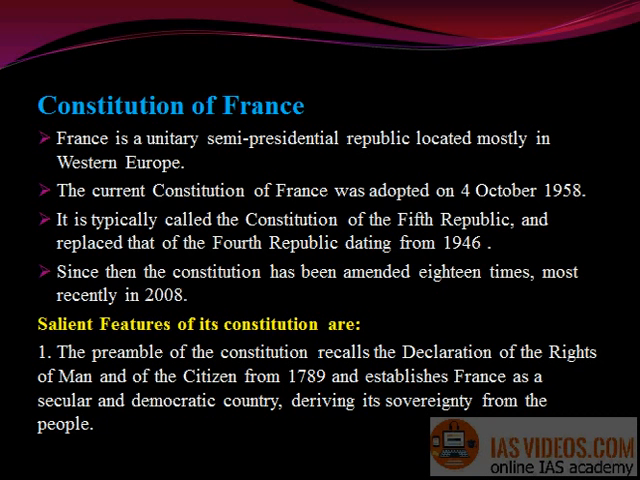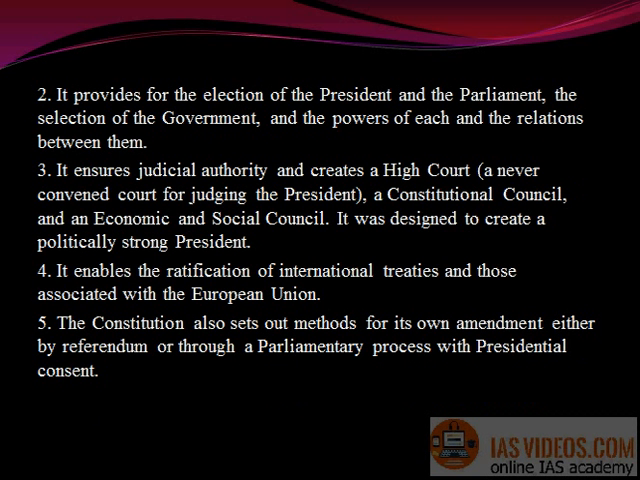Salient features of its Constitution are: the preamble of the Constitution recalls the Declaration of the Rights of Man and of the Citizen from 1789 and establishes France as a secular and democratic country, deriving its sovereignty from the people. It provides for the election of the President and the Parliament, the selection of the government, and the powers of each and the relations between them.